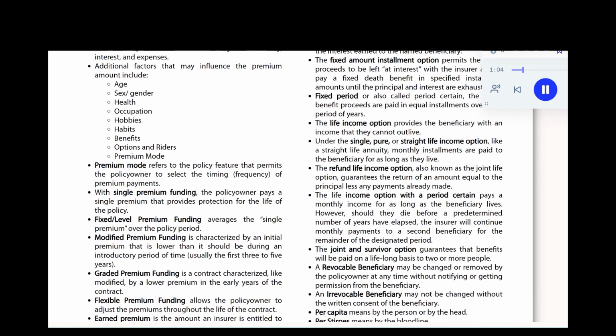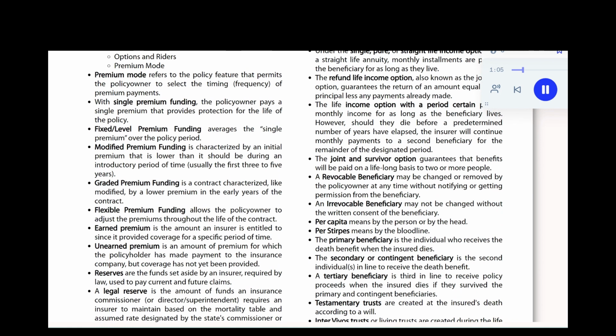Premium mode. Premium mode refers to the policy feature that permits the policy owner to select the timing, frequency, of premium payments. With single premium funding, the policy owner pays a single premium that provides protection for the life of the policy. Fixed/level premium funding averages the single premium over the policy period. Modified premium funding is characterized by an initial premium that is lower than it should be during an introductory period of time, usually the first 3 to 5 years.